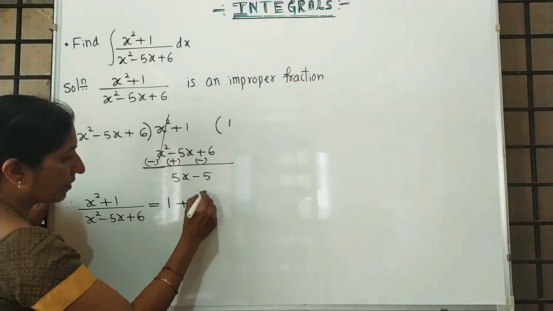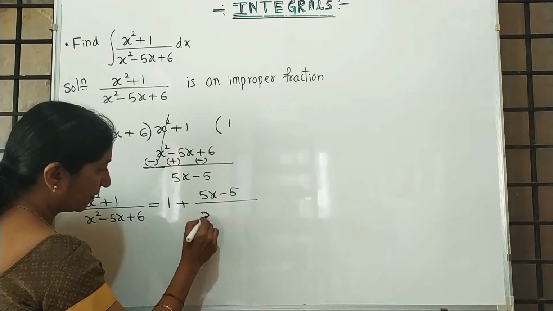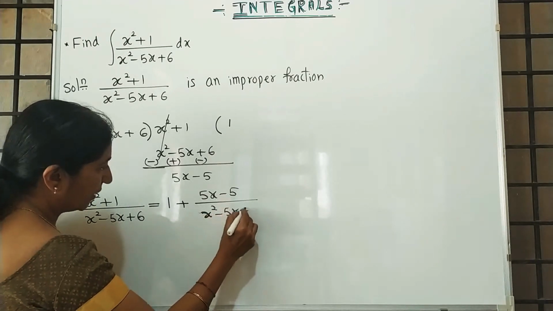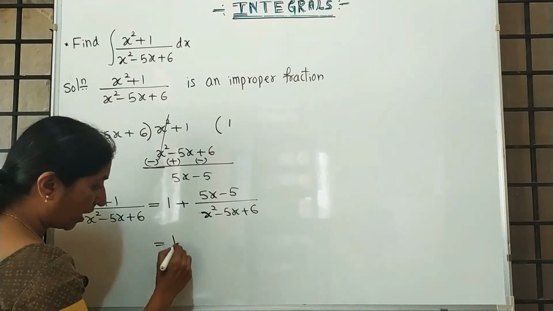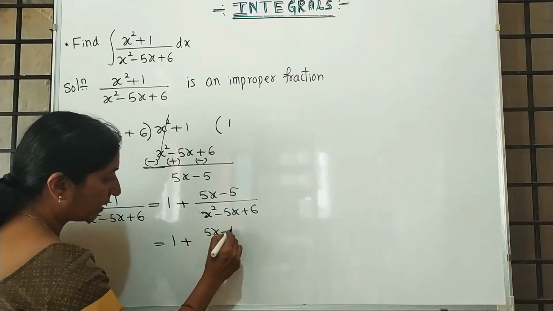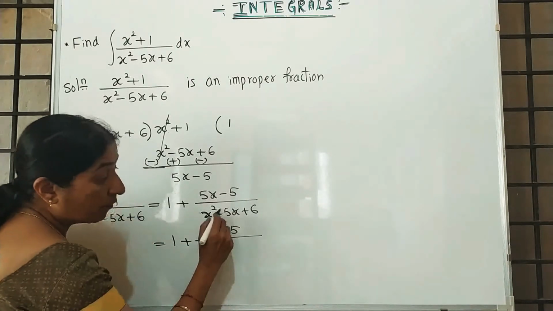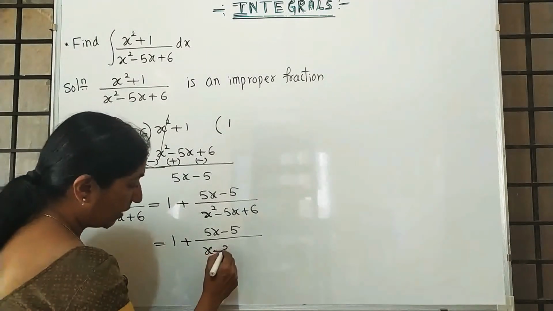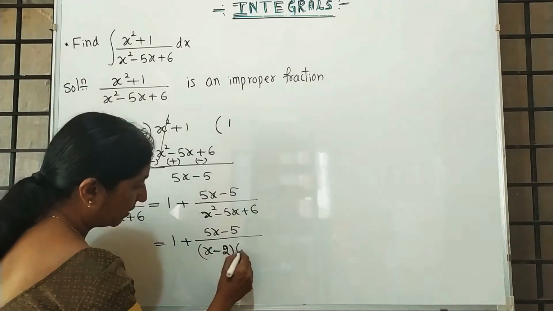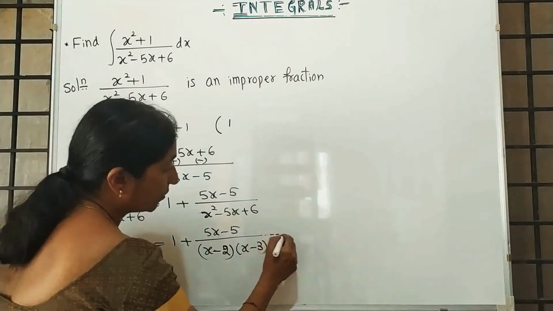plus 5x minus 5 upon x square minus 5x plus 6. See, is this a proper fraction or what? And can we factorize this? Yes, it is minus 5x plus 6. How will we split? The splitting is very important, remember. This is x minus 2 and x minus 3. Correct? Now, this is equation 1.